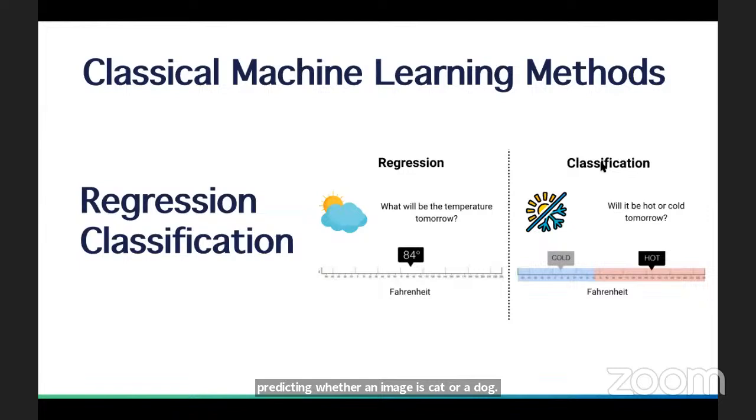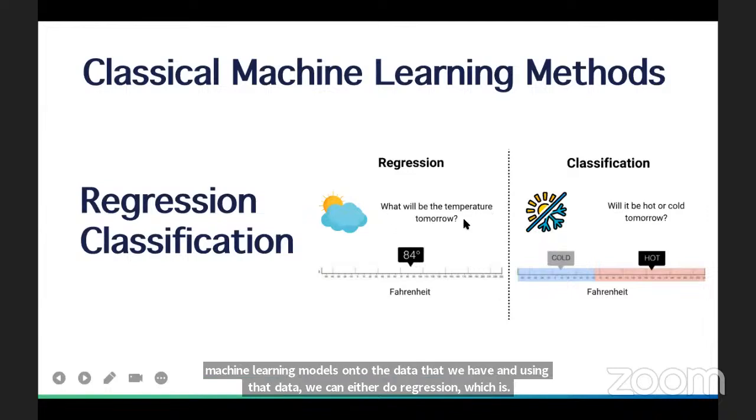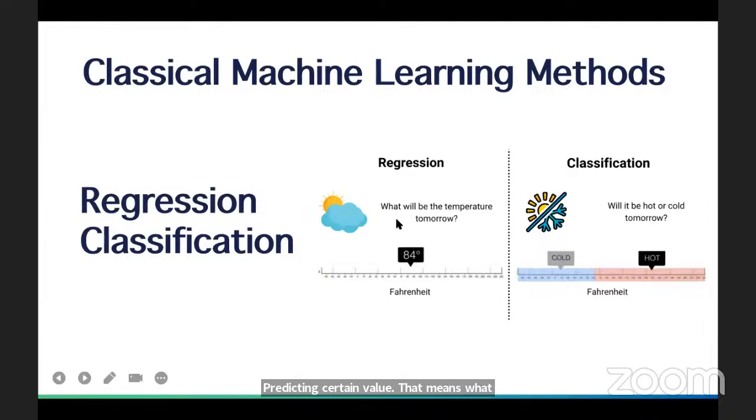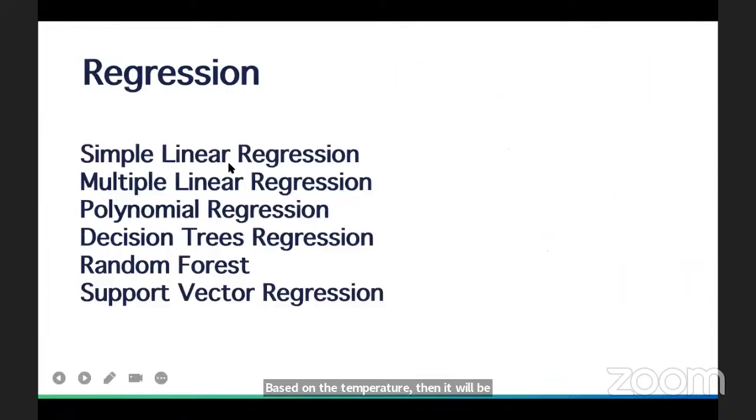So we are using these algorithms to train our machine learning models on the data that we have, and using that data we can either do regression, which is predicting a certain value. That means what will be the temperature tomorrow. So if we predict the temperature of tomorrow, that is 84 degrees Celsius, some value, then we will call that regression. And if we are classifying whether it will be hot or cold tomorrow based on the temperature, then it will be called classification.